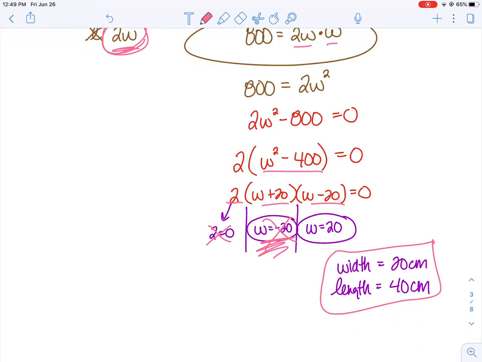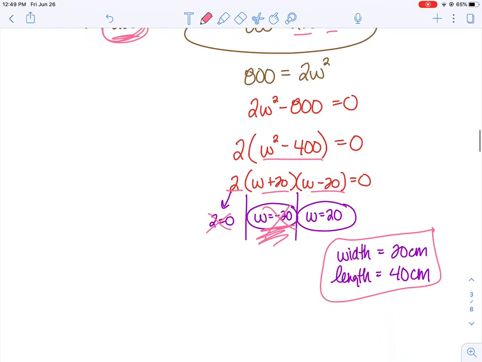And it should make sense on our picture. It should also make sense if we double check and multiply those two together to calculate the area. We should end up getting 800 like it said it was supposed to be. So quick little double checks to make sure that our answers make sense and are correct.